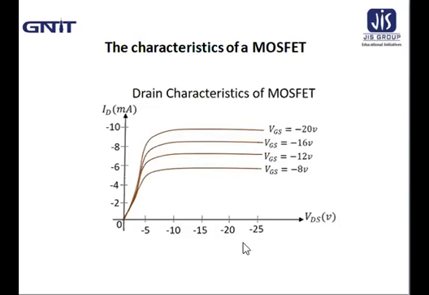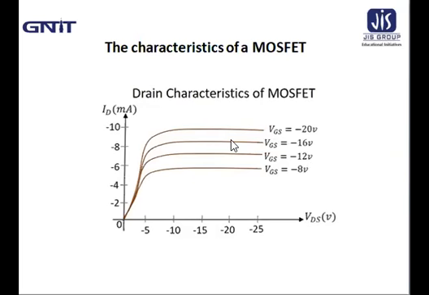Actually, when VDS is increased, the drain current ID should increase. But due to the applied VGS, the drain current is controlled at a certain level, and hence the gate voltage controls the output drain current.